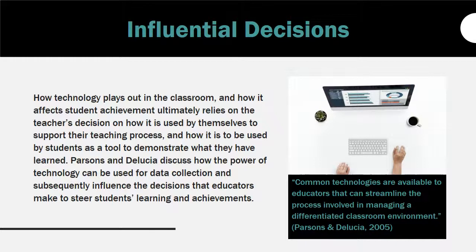Influential decisions. How technology plays out in the classroom and how it affects student achievement ultimately relies on the teacher's decision on how it is used by themselves to support their learning process, and how it is to be used by students as a tool to demonstrate what they have learned. Parsons and DeLucia discuss how the power of technology can be used for data collection and subsequently influence the decisions that educators make to steer students' learning and achievements. Common technologies are available to educators that can streamline the process involved in managing a differentiated classroom environment. Parsons and DeLucia, 2005.